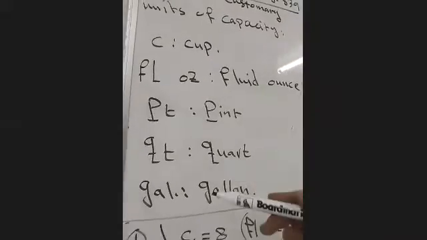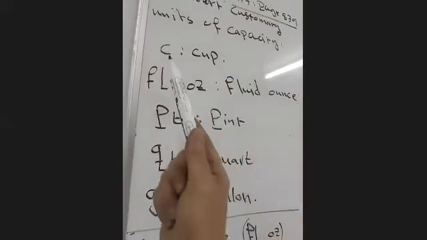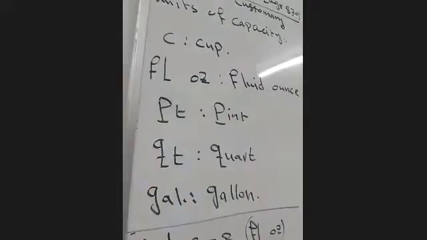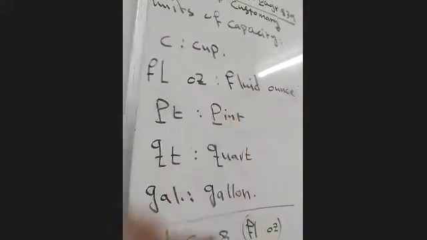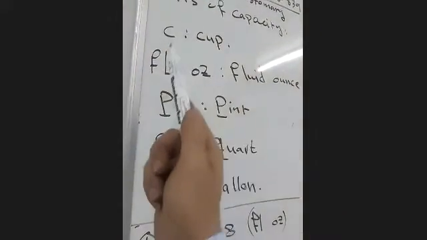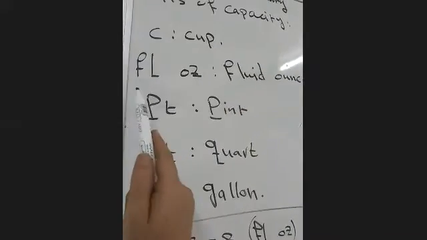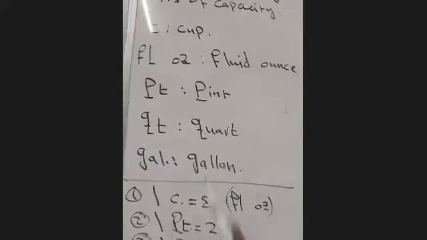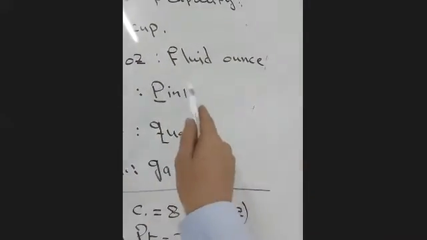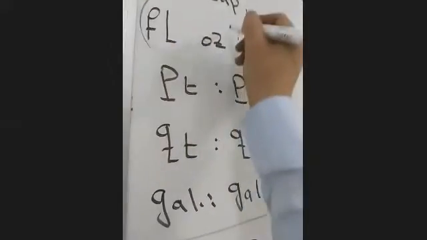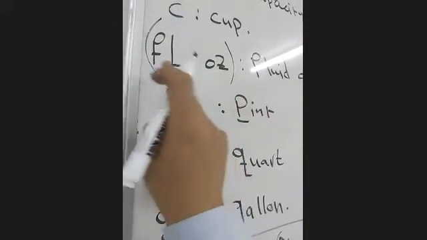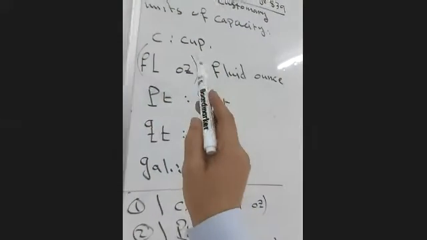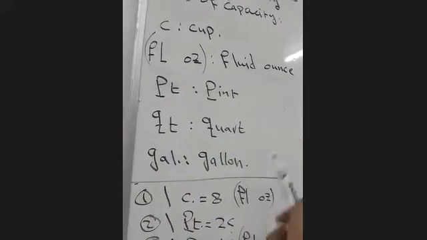Now, what are the customary units of capacity? We have these units, guys. C means cup. FL OZ means fluid ounce. And how do we write it, guys? We write it with FL for fluid and OZ for ounce, with a space between them. So C means cup, FL OZ means fluid ounce.